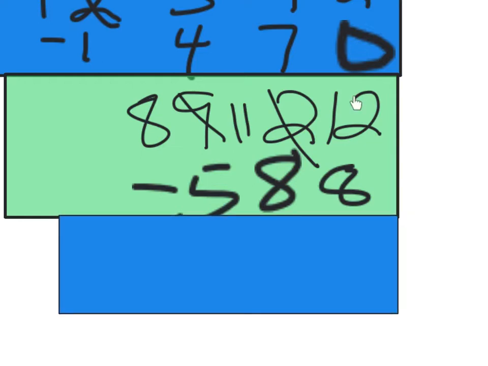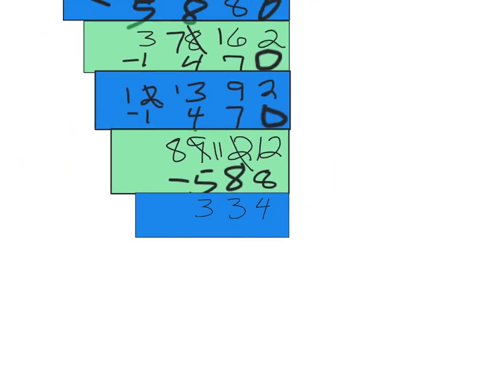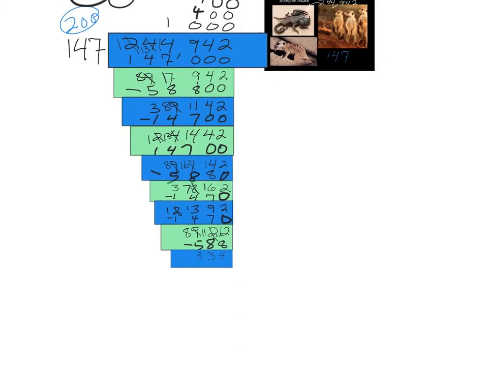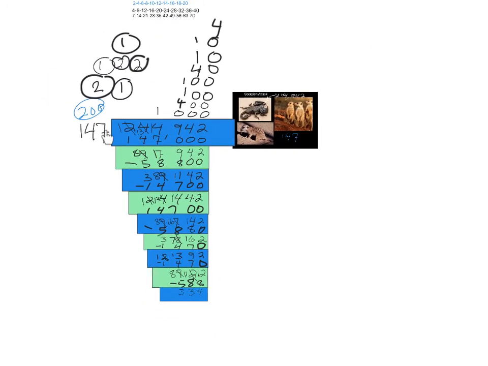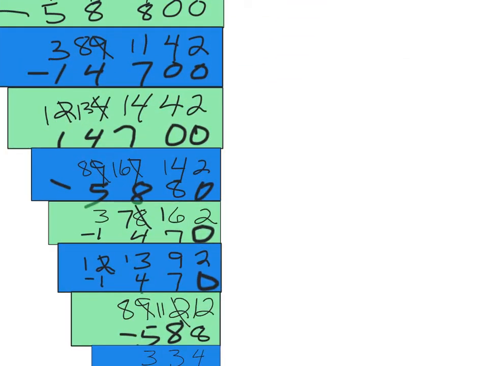And I get 12 minus 8 is going to give me 4. 11 minus 8 is going to give me 3. And 8 minus 5 is also going to give me 3. And now I am ready to check this out. And guess what? This is going to go in there one more time, because 147 will fit into 334. So I'm going to add another 1 right here, 1 right there. And that means 1 times 147 will give me 147 down here.